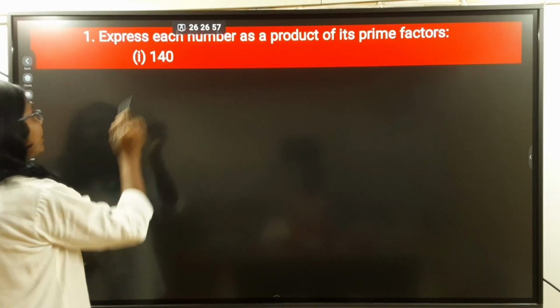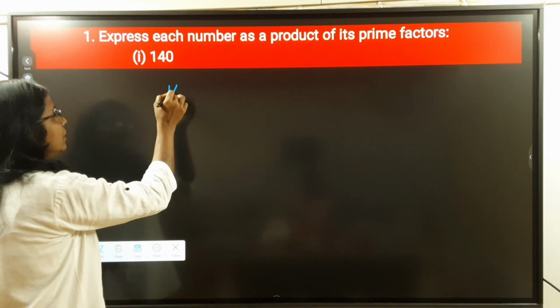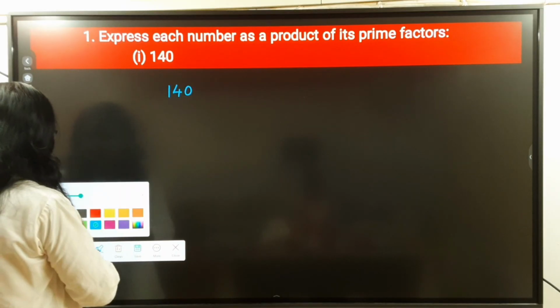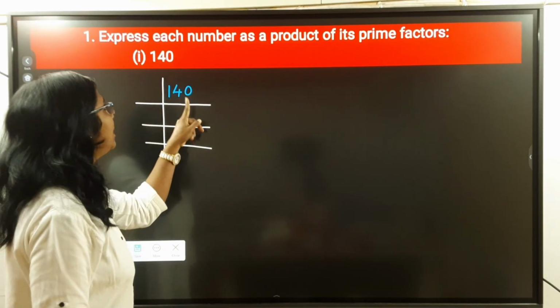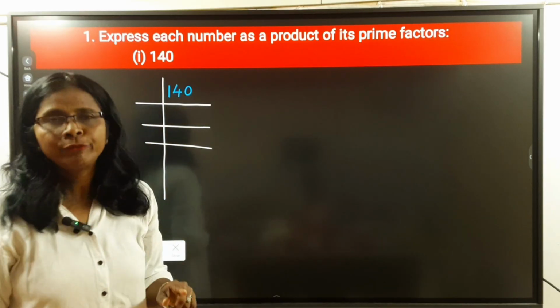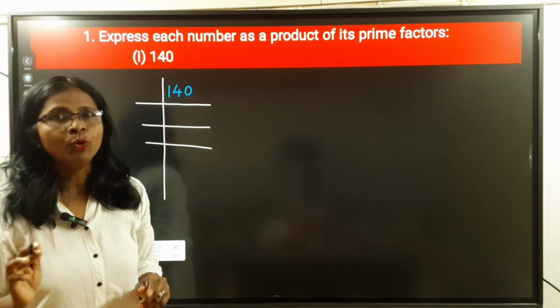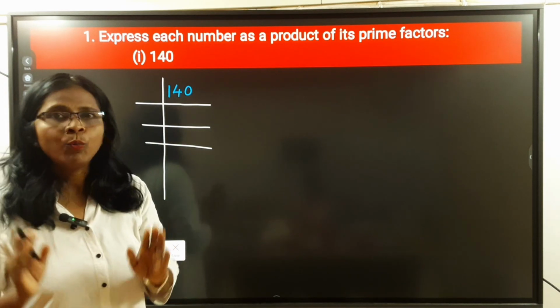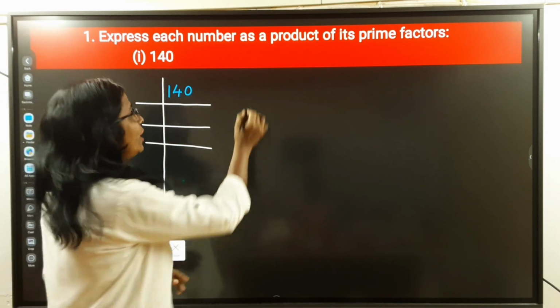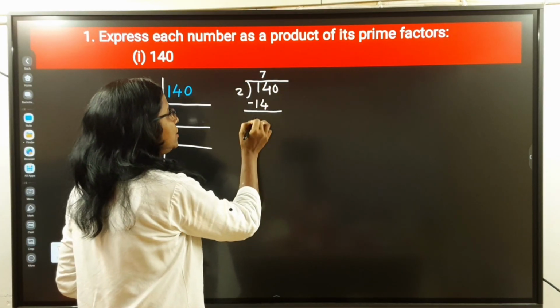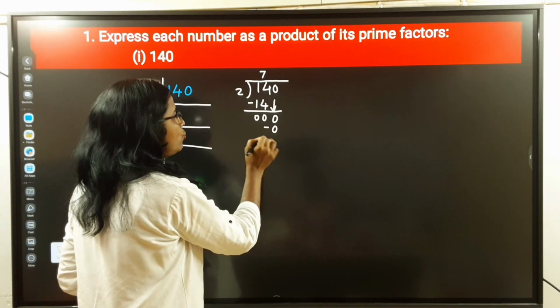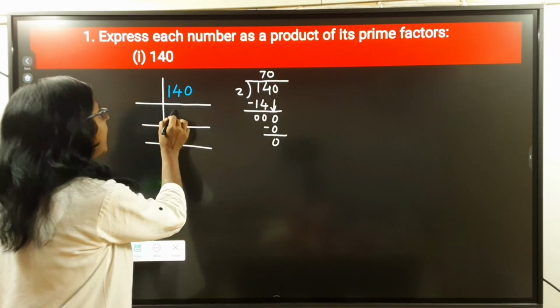So here the first number is 140. Now we have to factorize in this way. Arrange this number like this. In 140, at the unit place there is a 0, so this number is divisible by 2. So 140 divided by 2: 2 sevens are 14. Here 0, 0 and then 0. So here we get the answer 70.